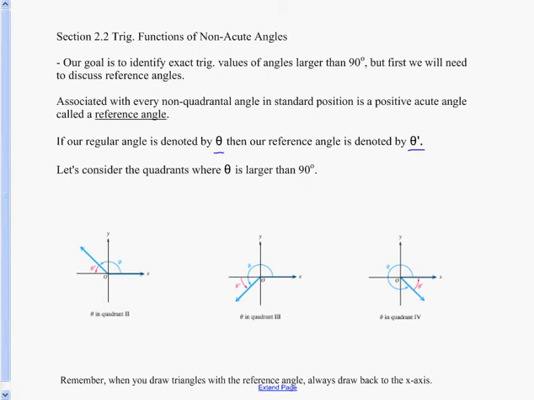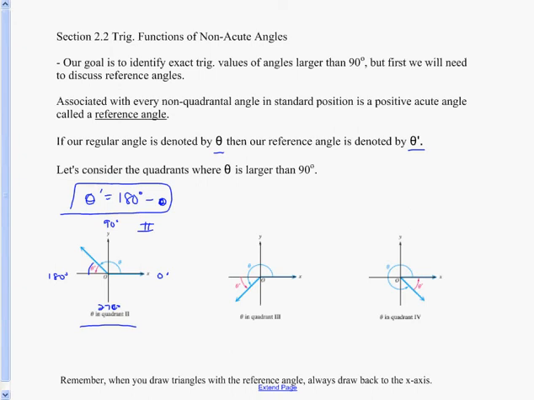So in the first example, where theta is in quadrant 2, if we're looking for theta prime, this amount out here is 180, this is 0, and we've got our 90-degree mark and our 270. To find theta prime, we take the 180 degrees and subtract off the given angle theta. That gives us theta prime in quadrant 2.